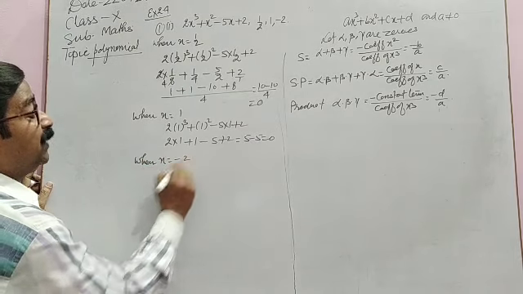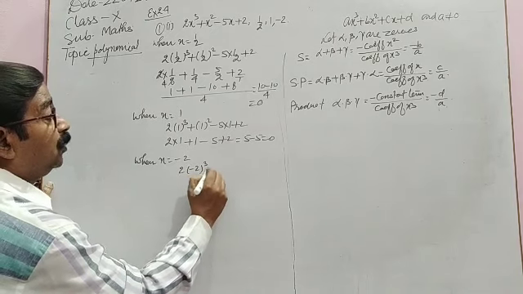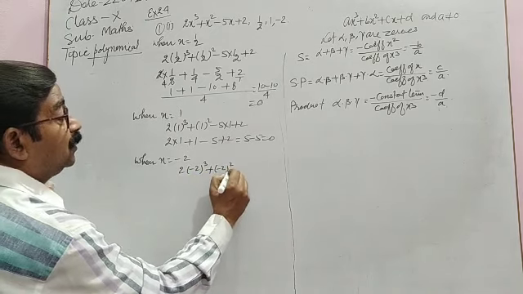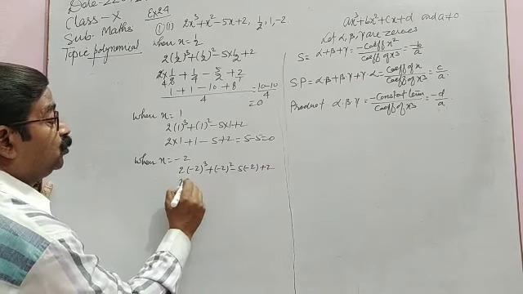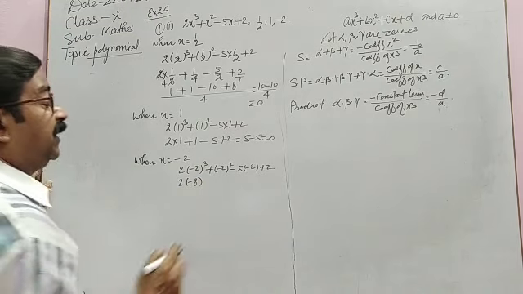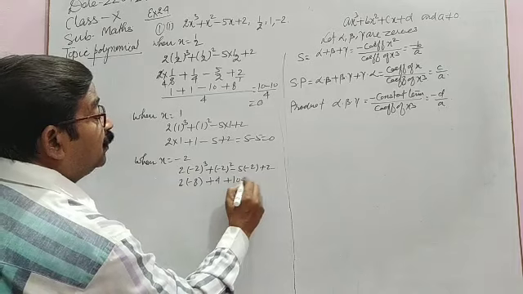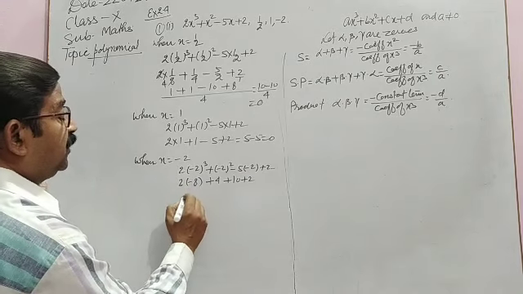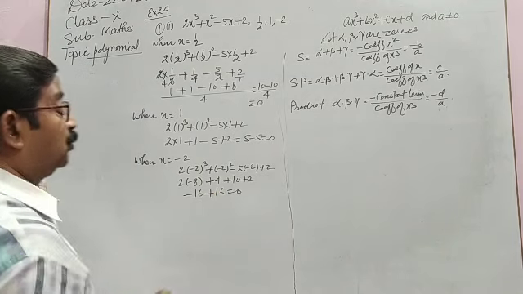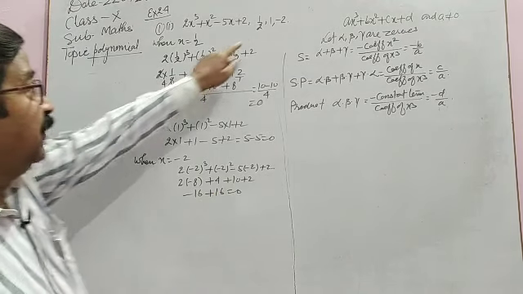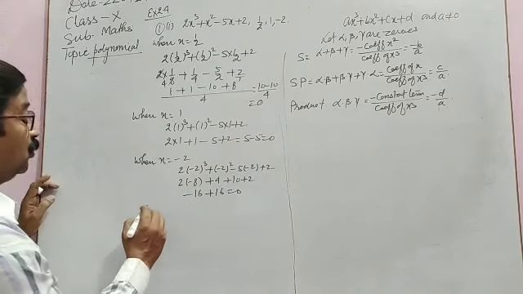Now take x is equal to minus 2. When x is equal to minus 2, we have 2 into minus 2 cube plus minus 2 square minus 5 into minus 2 plus 2. This becomes 2 into minus 8, since 2 cube is 8, plus 4 plus 10 plus 2. So it is minus 16 plus 16, which becomes 0. So for every value, 1 upon 2, 1 and minus 2, we have got the result 0.